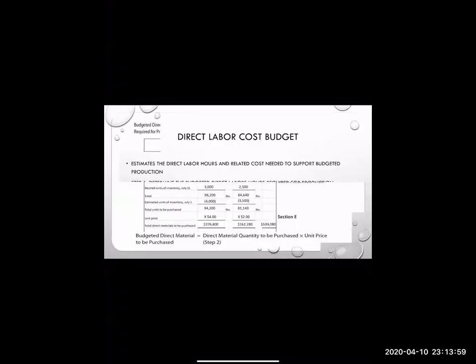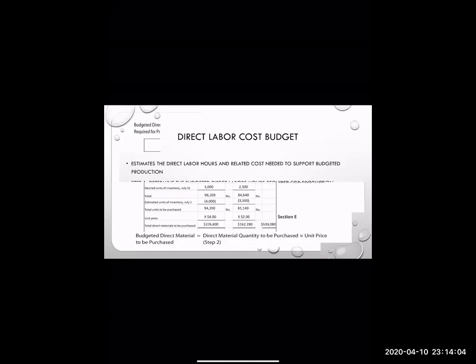We know from prior chapters that in order to manufacture a good, we need direct materials, direct labor, and overhead. In the prior video, we looked at direct materials, but direct materials would be nothing without the labor required to actually manufacture it, right? We need human labor. So that's what we're going to look at in this video: how we budget direct labor cost. The direct labor cost budget estimates the direct labor hours and related costs needed to support budgeted production.